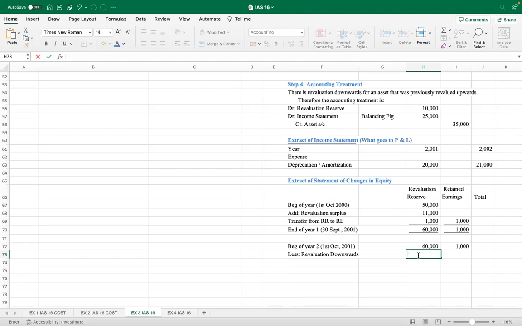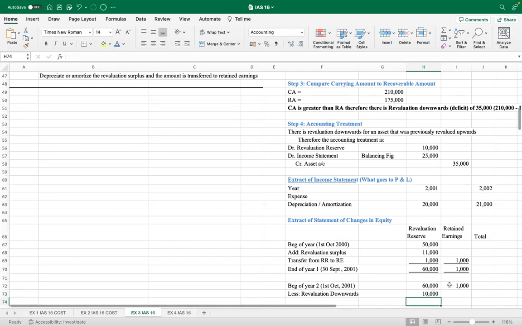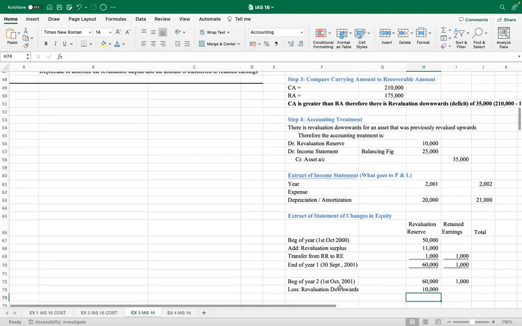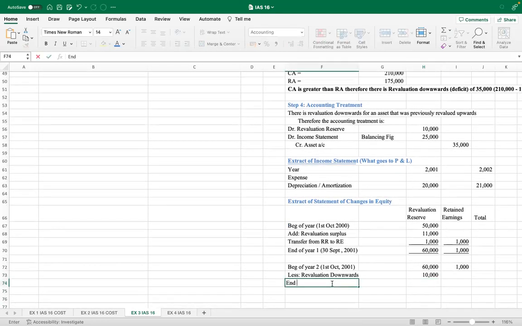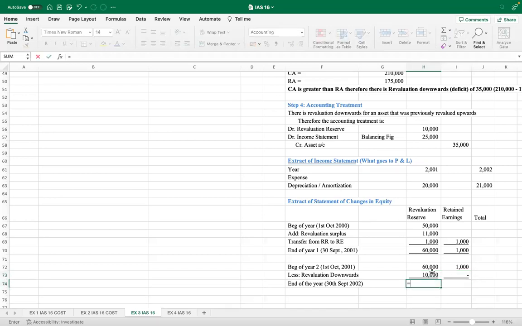If you recall 10,000, let me use a formula. 10,000, where was 10,000? This one, 10,000. So that is 10,000. So what is the value at the end of the year? The value at the end of the year is 30th September 2002. So the value here is 0. The value at the end of the year, here it will be revaluation downwards minus revaluation downwards. It leaves us with 50,000. And this other one leaves us with 1,000.